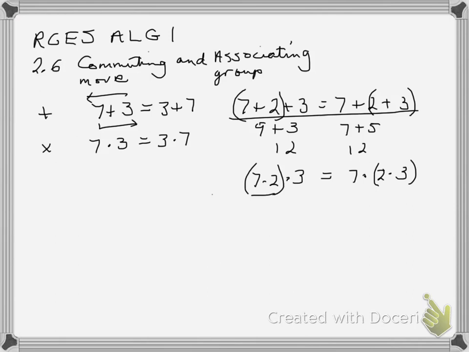I get 7 times 2 is 14, times 3 more, that would be 42. And on the right side, I would get 7 times 2 times 3 is 6, and 7 times 6 is 42. So this is indeed a true statement. Those are equal. So what have I shown you? I have shown you the commutative property of addition and the commutative property of multiplication. I've shown you the associative property of addition and the associative property of multiplication.